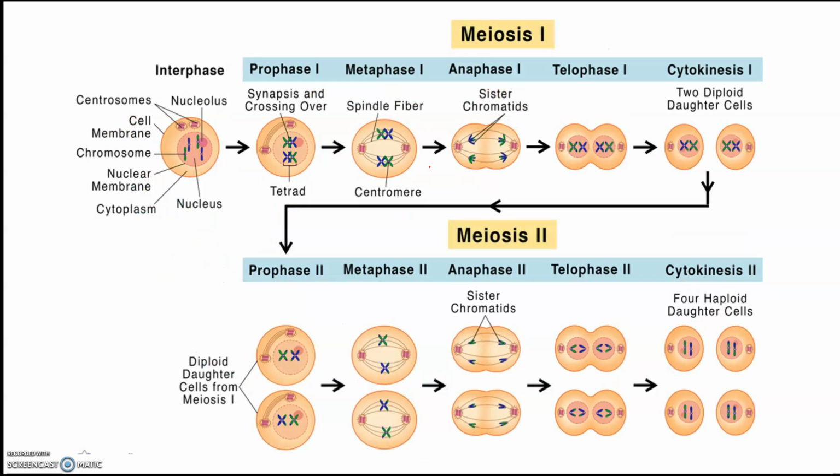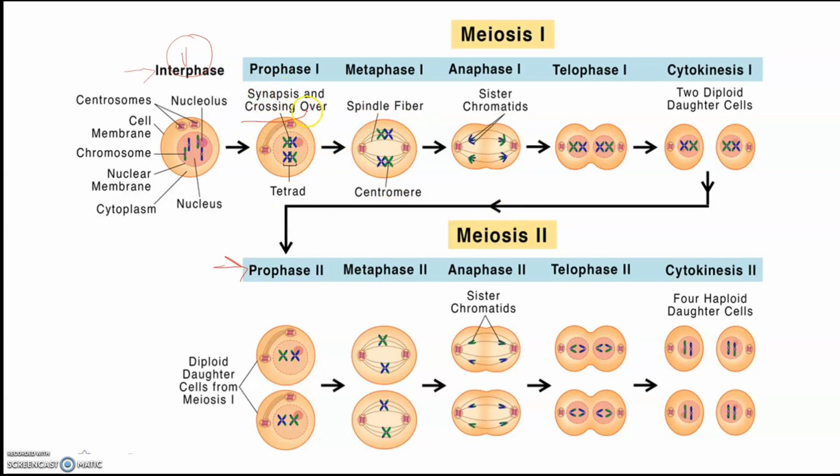Okay, let's look at it in more detail. So I want you to notice that the phases are the same. The same phases that we talked about in mitosis are also in meiosis. Each phase does happen twice, but there's only one interphase. You only do interphase once. So you only replicate the chromosomes once, but then you go through everything else twice.